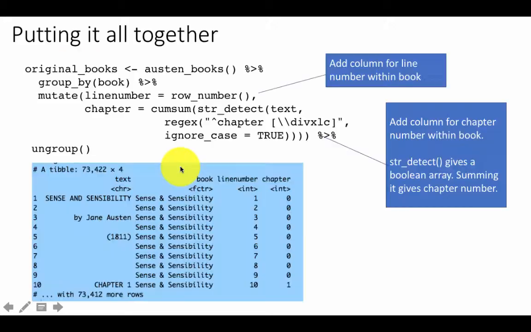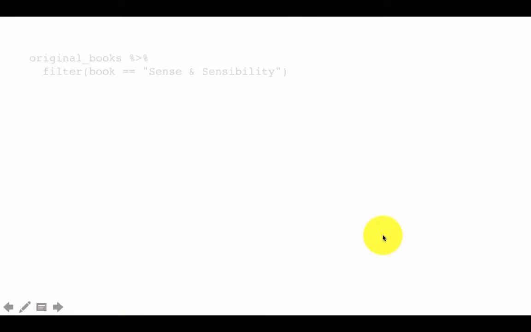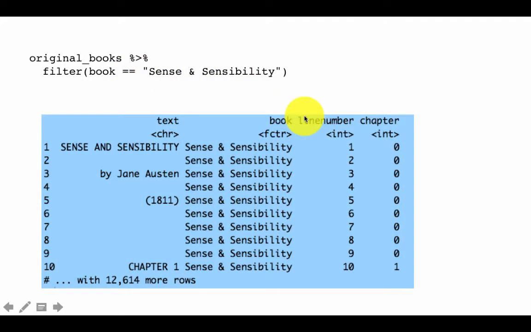This is the data frame that we created right here, which is essentially all the Jane Austen books with all the lines, but for every line we've got a line number and a chapter number. So let's filter and look at only the rows for the book Sense and Sensibility. Okay, so now you see line number starts at 1, chapter number starts at 0, chapter number goes to 1 here, all looks good.